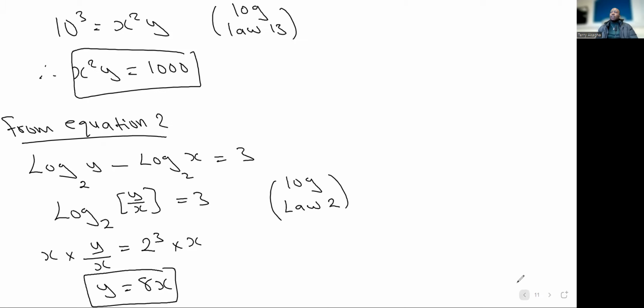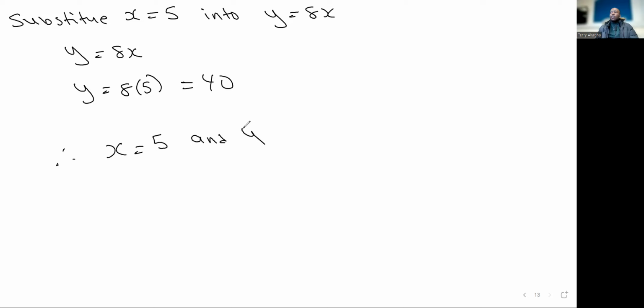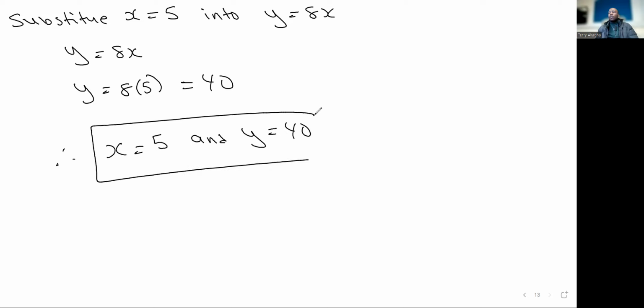So we can now substitute x into any of these equations to get y. So I'm going to substitute it into this one here, y equals 8x. So we substitute x equals 5 into y equals 8x. Then y is going to become 8 times 5. So therefore, that should give us 40. So therefore, x is equal to 5 and y is equal to 40. And that will be the answer for that.